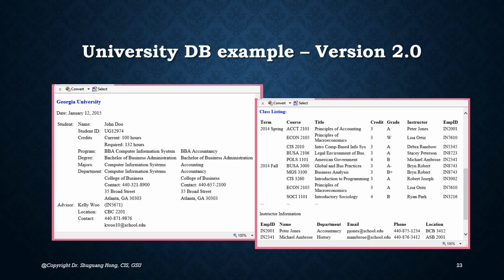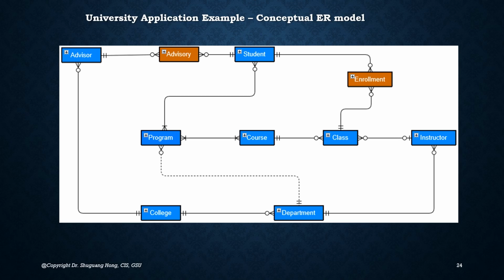University DB example, version 2.0. This is the University database design example introduced in the last class. We studied those two user views and created an entity relationship model, or the version 1 ER model. The conceptual ER model version 2.0 expanded the version 1 model by adding attributes to each entity based on data elements and business rules in the user requirements. You may want to reference the University DB application example document to see the detailed discussions.